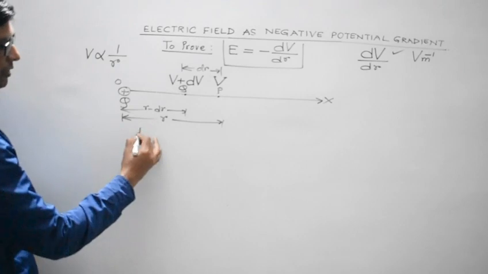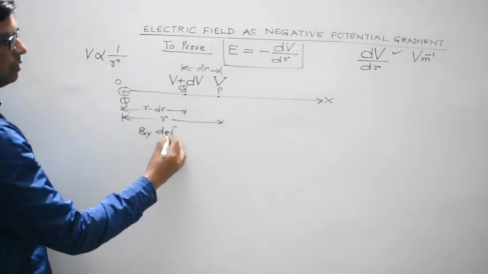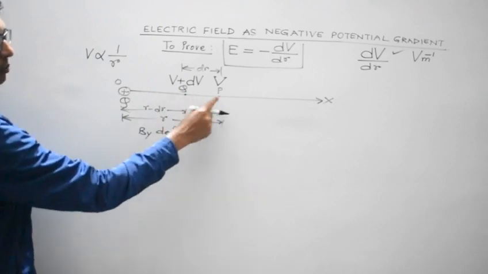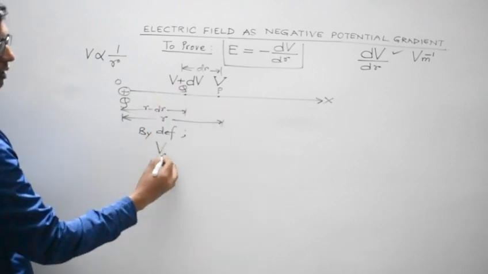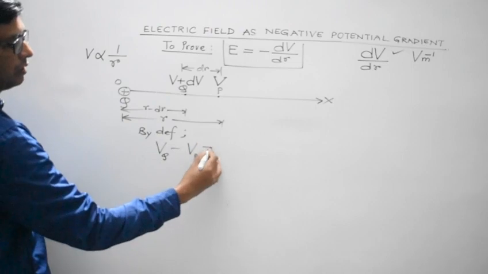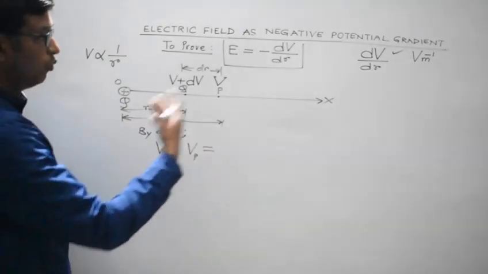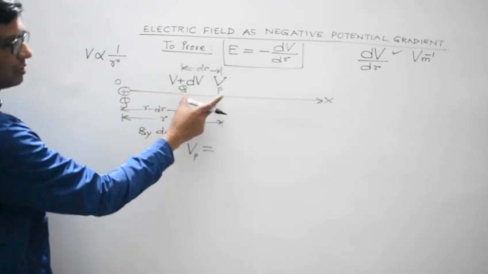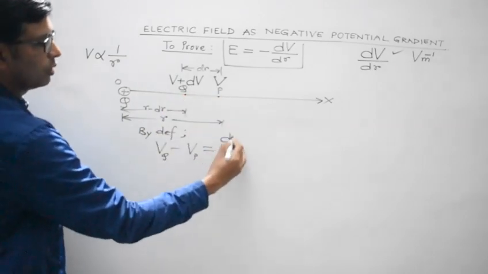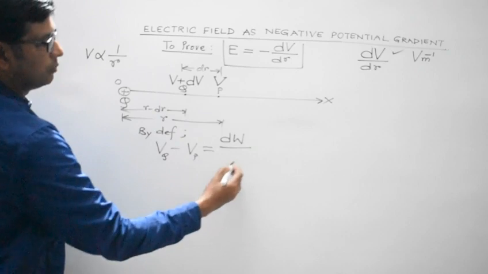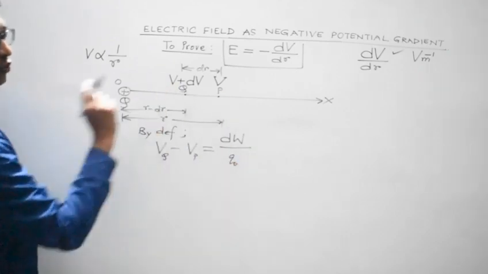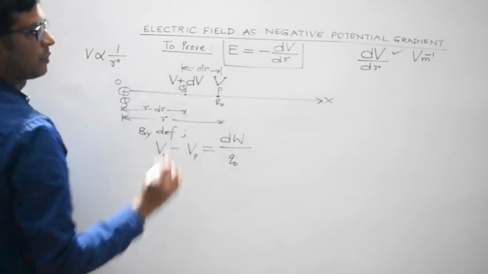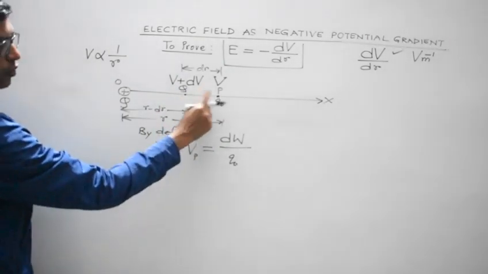So by definition, potential difference between these 2 points, P and Q, P initial point, Q final point, it will be VQ minus VP. It is equal to work done per unit charge in moving that charge from P to Q. Now since this distance is very small, small amount of work done will be required in moving charge Q0 from P to Q without any acceleration. This is supposed charge Q0, right? So this charge is to move from P to Q.